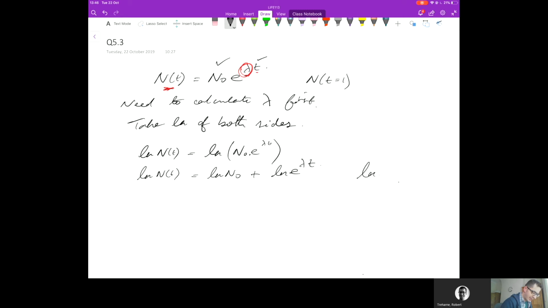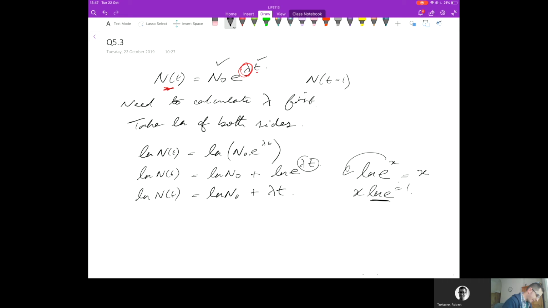Now ln of e to the x is equal to x. You happy with that? I've used the first rule, take the x down there, so x ln e, and ln e is equal to 1. So let's rewrite this. ln Nt is equal to ln N0, and then if this was x, that means this is simply lambda t.